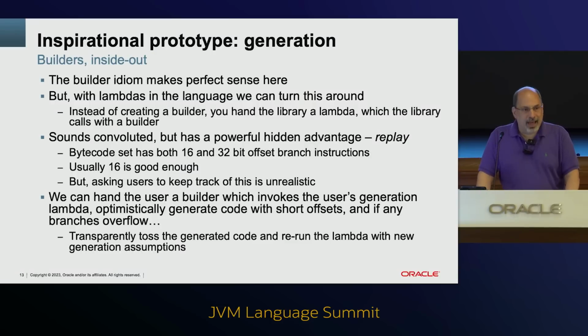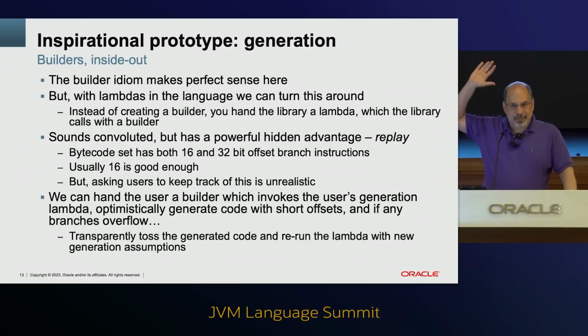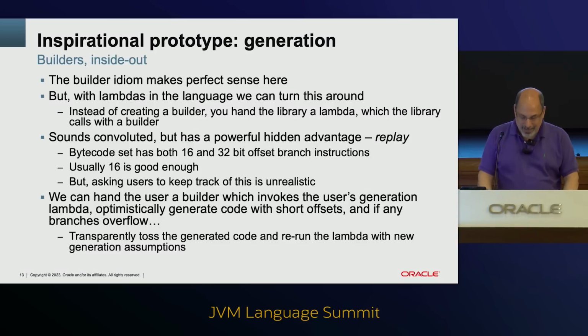So as an example, how many people here have ever had to write a method splitter because the method got too big, right? Okay, it's a messy problem space, right? The bytecode instruction set has both short and long jumps, 16 and 32-bit signed offsets. 16 and 17-bit signed offsets, I guess, really. And usually 16 is good enough, so when you're generating a class file, you just generate with short offsets and hope everything works. And unless the user is a compiler for a language like Java or Scala or something like that, it's unrealistic to ask users to keep track of which to use.